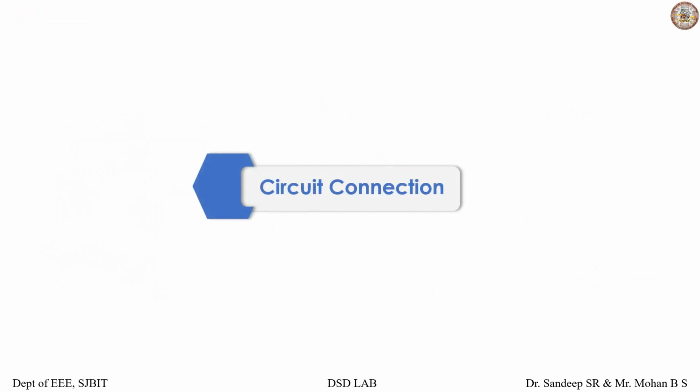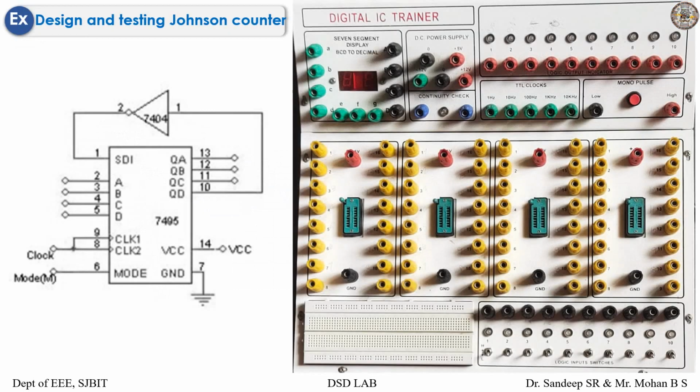So let's see circuit connection. Let's see the circuit connection for Johnson counter. So these are for 16-pin IC. So your inputs A, B, C, D and mode M, your outputs QA, QB, QC, QD and the clock pulse as shown. So this is your IC 7495. For the 14-pin IC, you can see the bottom two are being neglected.